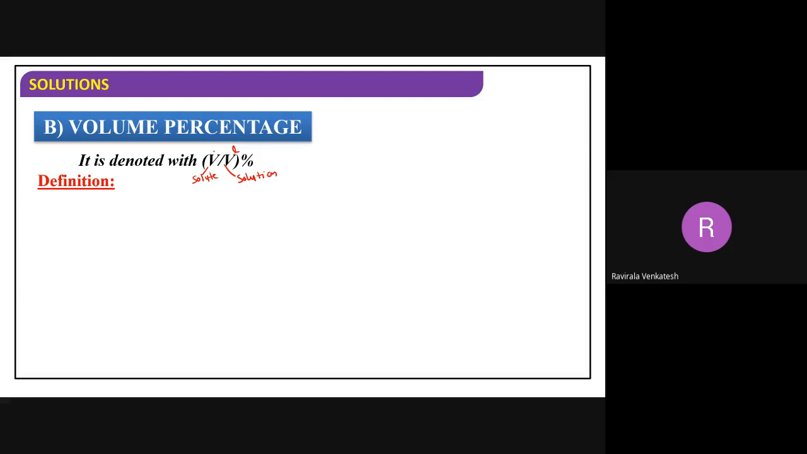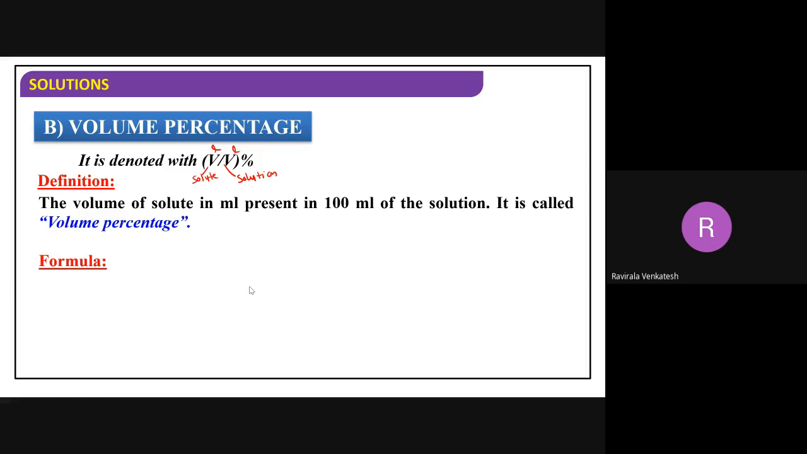Both are liquids. In that case, we can take volume by volume. For example, alcohol percentage. Generally, alcohol percentage we can calculate by the volume method. Volume of the solute in ml. ml is nothing but liquid state, present in the 100 ml of the solution.